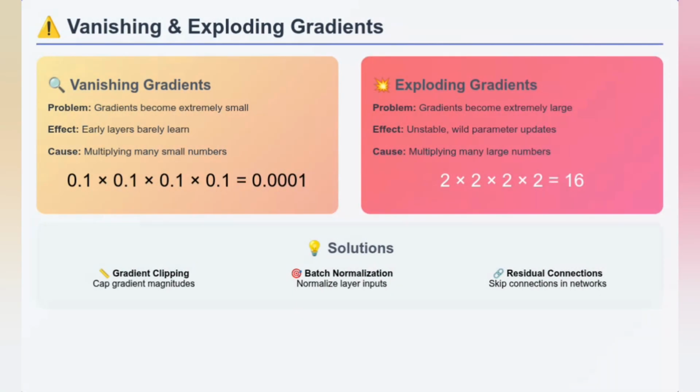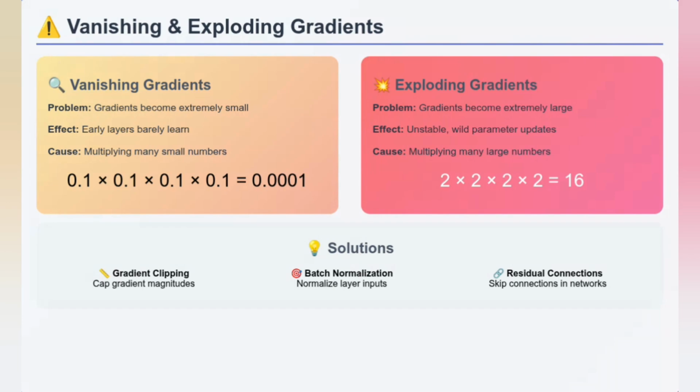As models get deeper and more complex, we encounter 2 major problems: vanishing and exploding gradients. Vanishing gradients happen when the gradients become extremely small as they propagate backward through the network.